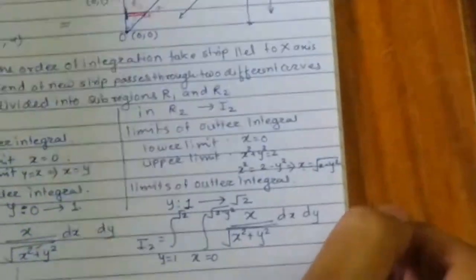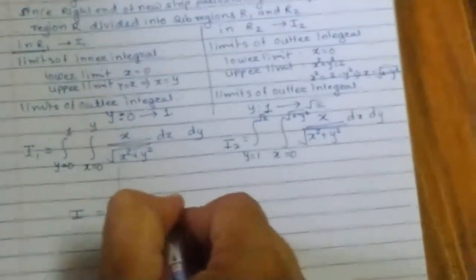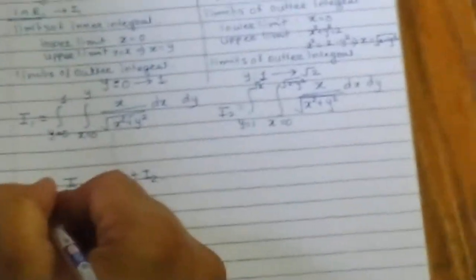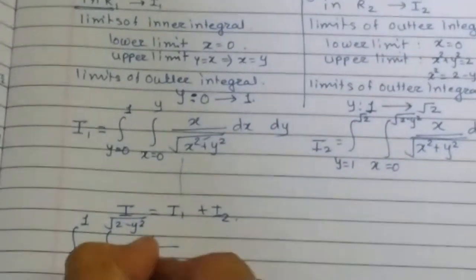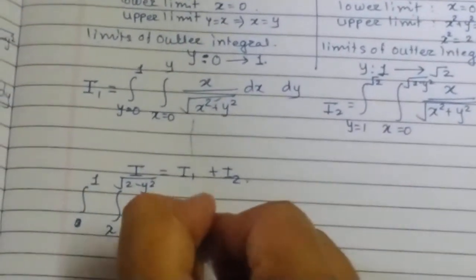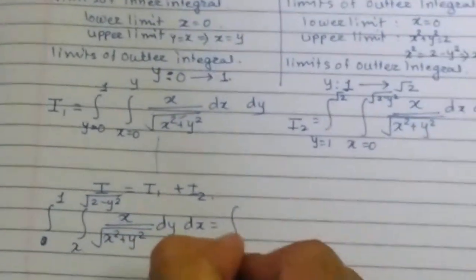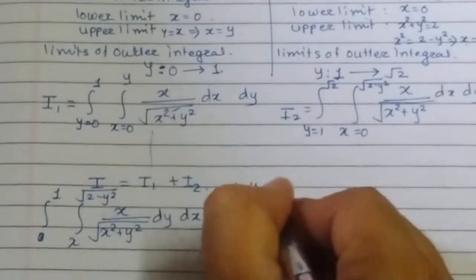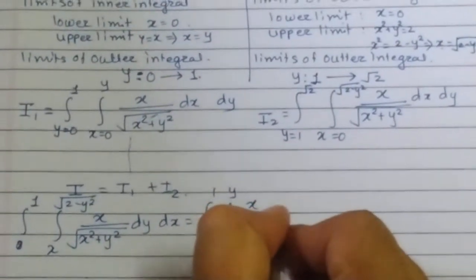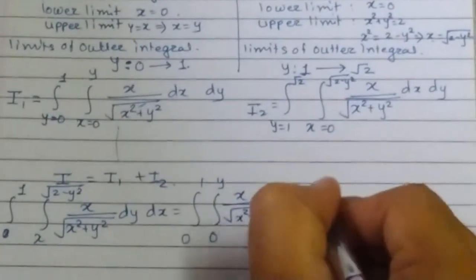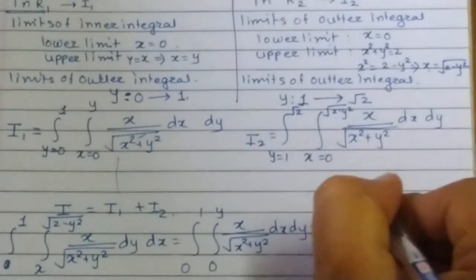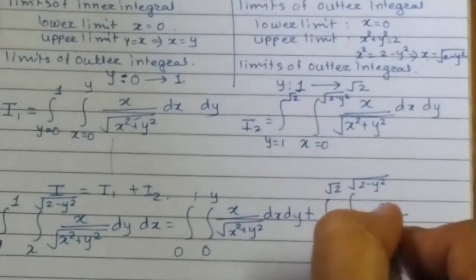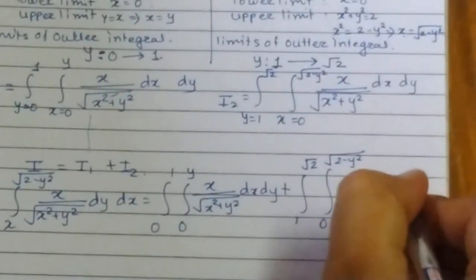dx dy. Therefore the given integral I is equal to I1 plus I2, that is integration x equals 0 to 1, integration x to square root of 2 minus y square, x upon square root of x square plus y square, dy dx, is equal to first I1, that is 0 to 1, 0 to y, x upon square root of x square plus y square dx dy, plus 1 to root 2, x equals 0 to square root of 2 minus y square, x upon square root of x square plus y square dx dy.